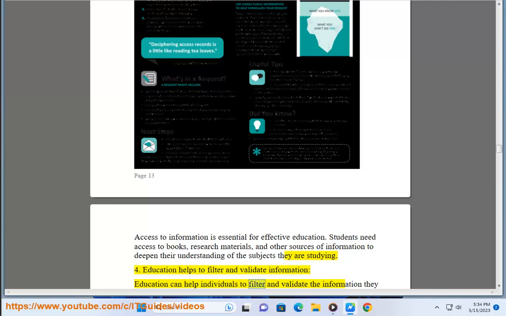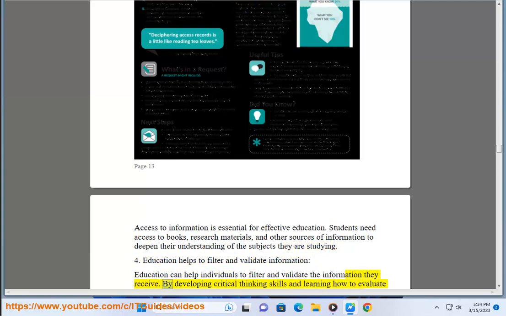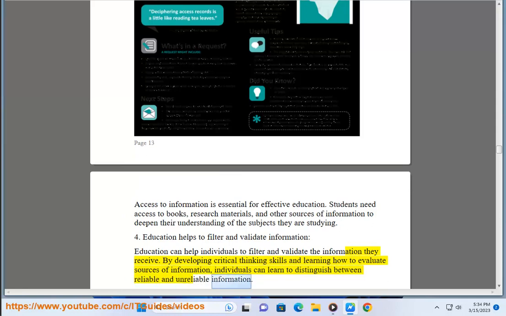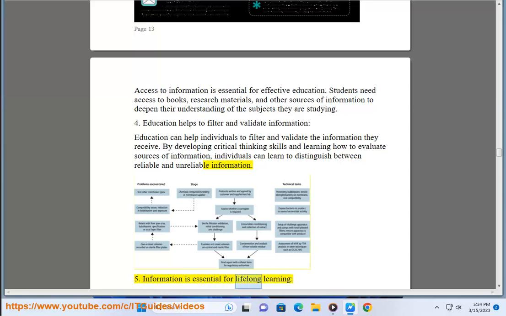4. Education helps to filter and validate information. Education can help individuals to filter and validate the information they receive. By developing critical thinking skills and learning how to evaluate sources of information, individuals can learn to distinguish between reliable and unreliable information.